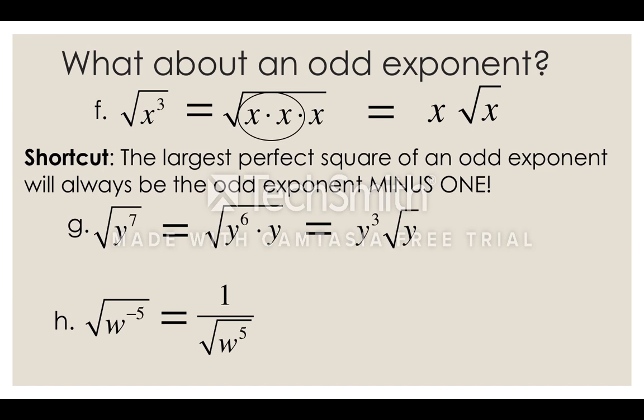The largest perfect square that's a factor of w to the fifth would be w to the fourth, because 4 is 1 less than 5. And then we still have that w left over that's inside that square root. The square root of w to the fourth is w squared, and we have that extra w under that square root. Remember that that's all happening in the denominator, so that needs to stay in the denominator. Your answer needs to be the fraction.